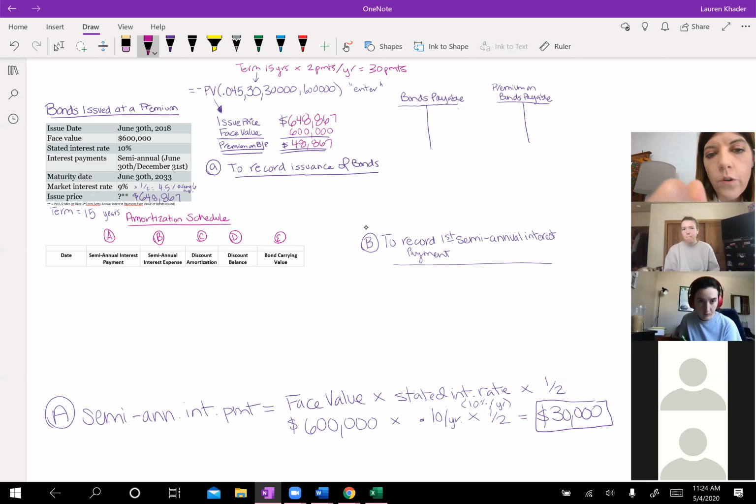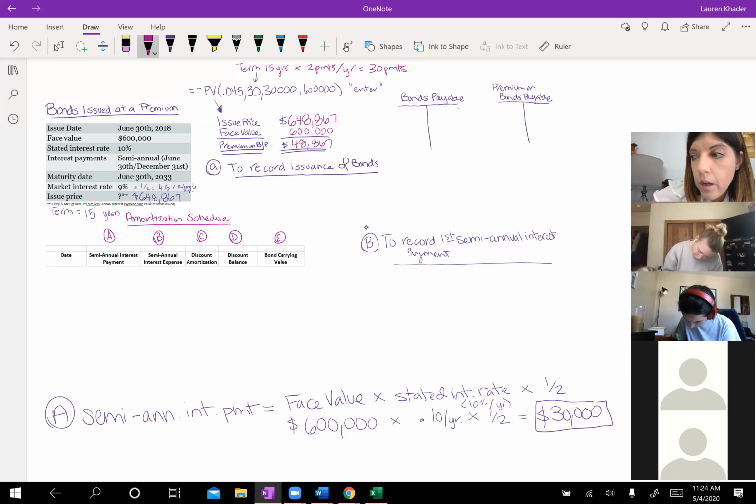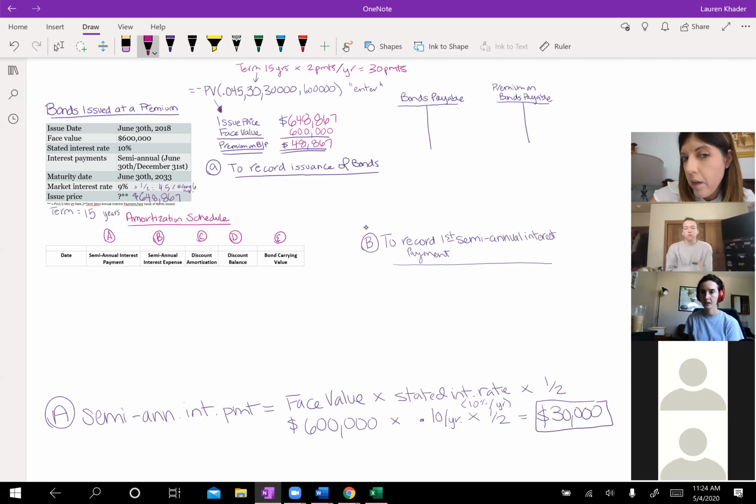48,867. Correct, 48,867. Are most issuers, most issuing companies trying to avoid this situation? Do most issuing companies want to issue at a discount, not at a premium? Anyone? Why would an issuing company not want to issue their bonds at a premium?